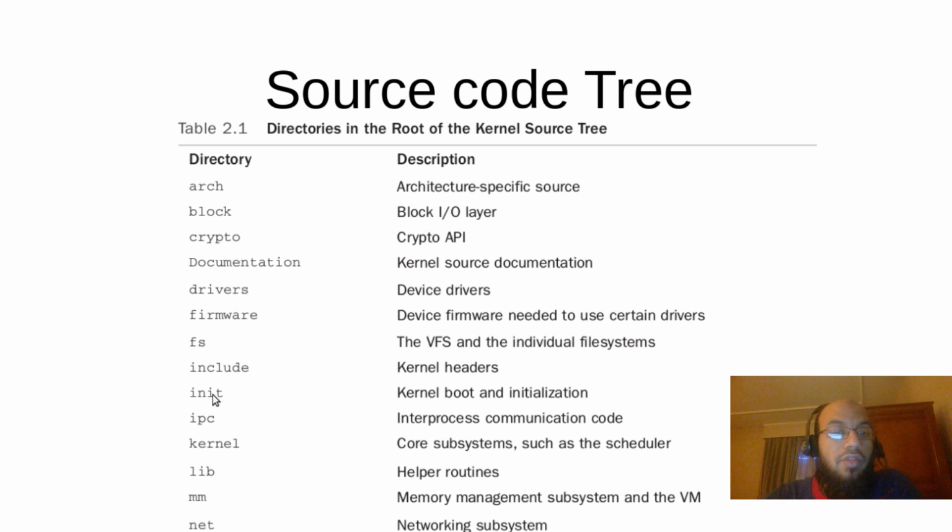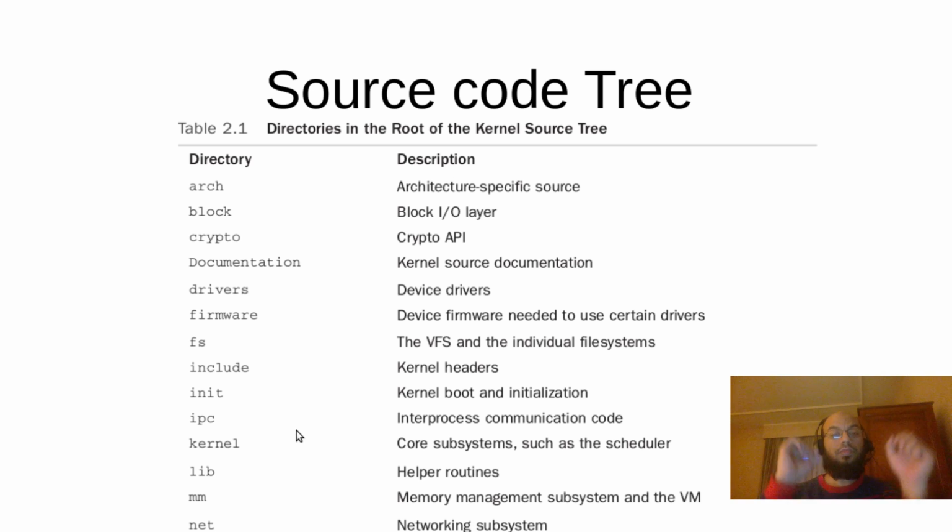And then you have the init, which is basically the kernel boot and initialization code. We actually talked a bit about this to some extent. We have not really gone into details on this. Then you have the IPC, which is the inter-process communication code. That basically manages how different processes can talk to each other. And then there's the kernel, the core subsystems such as the scheduler.